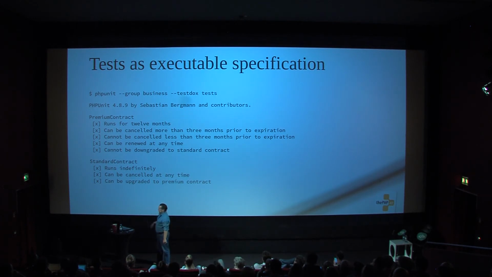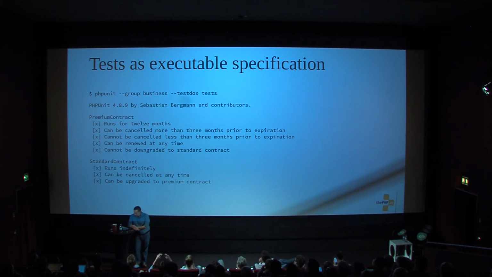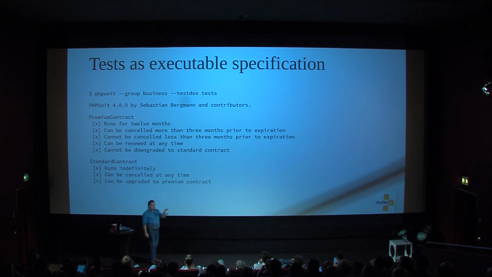In that example, it's kind of an insurance contract, and you can really look at that and say, oh, it runs for 12 months, okay. Cannot be cancelled more than 3 months prior to expiration. Cannot be cancelled less than 3 whatever, yes. Can be renewed at any time. Cannot be downgraded to a standard contract. Well, I know what it does. And you know what? By executing that, I get those check marks that are going to tell me, and this actually works. It's kind of similar to the ideas of behavior-driven development, but less magic, less technology behind the scenes.